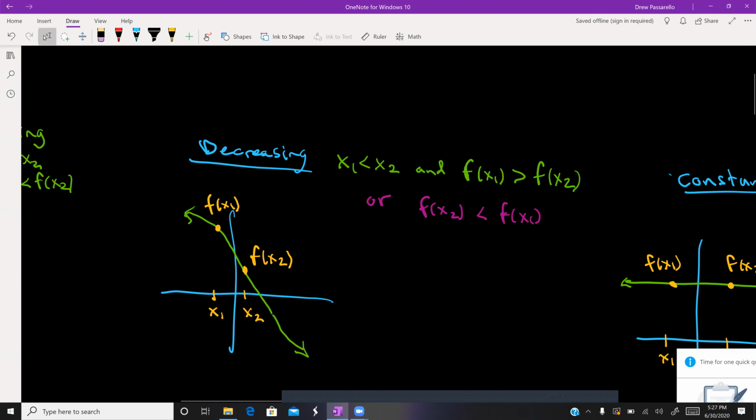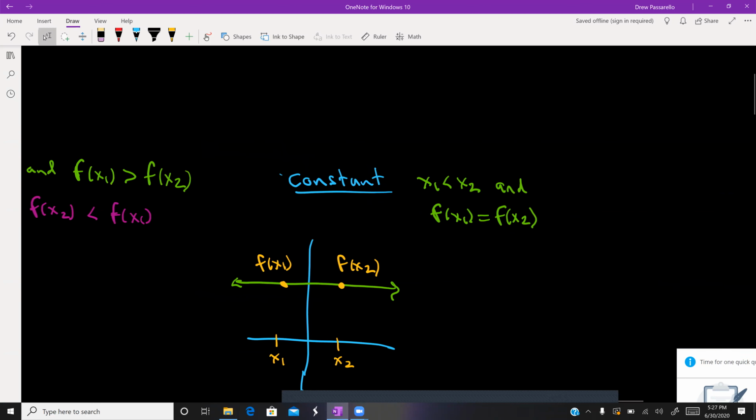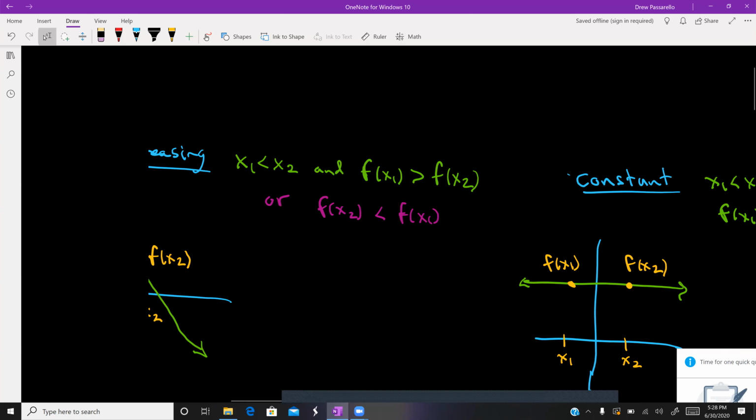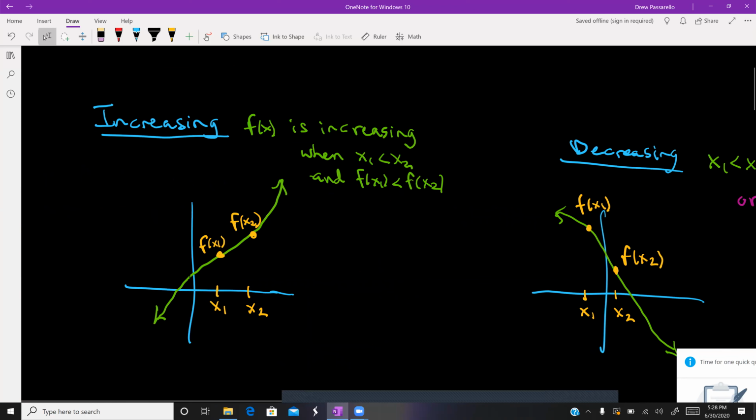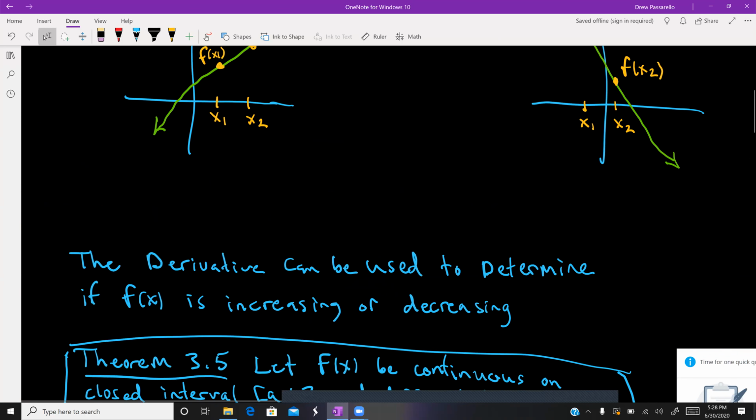Then there's a constant function, and a constant function is just a horizontal line. So the y-coordinates f of x1 and f of x2 are equal to each other because they're all on the horizontal line. All right, those are the definitions for increasing, decreasing, and constant. Now there's a way that you can tell that a function is going to be increasing, decreasing, or constant by finding its derivative.